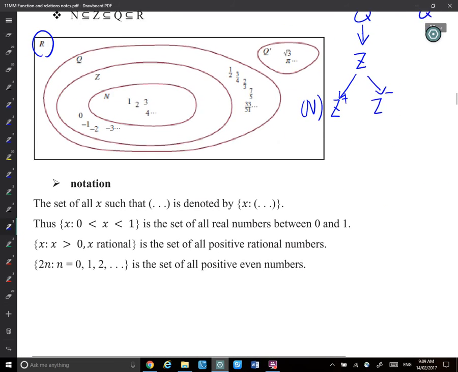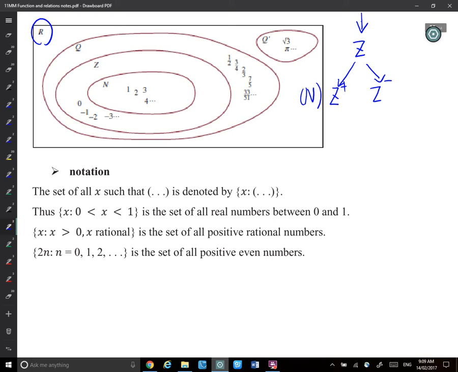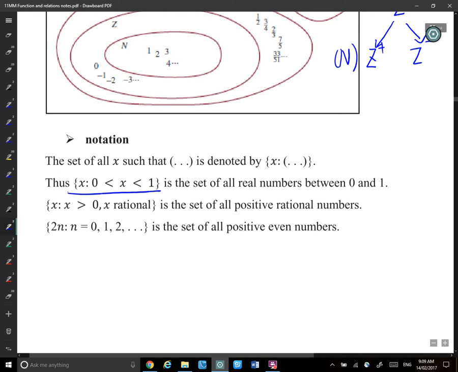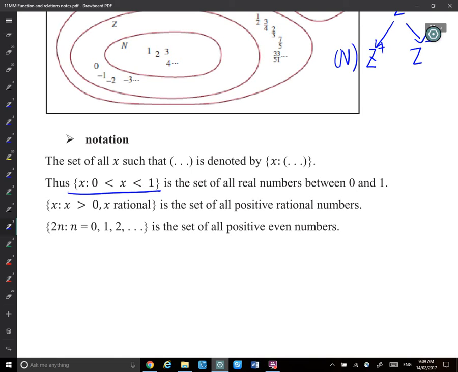Now we come to a really important part, the last thing I'm talking about today: notation. What is notation? Notation is a way of saying "x such that blah blah blah" is denoted by the set. Let's look directly at this example. We have the set, a collection of x such that x is in between 0 and 1. So this set is talking about numbers in between 0 and 1, not including 0 and not including 1.